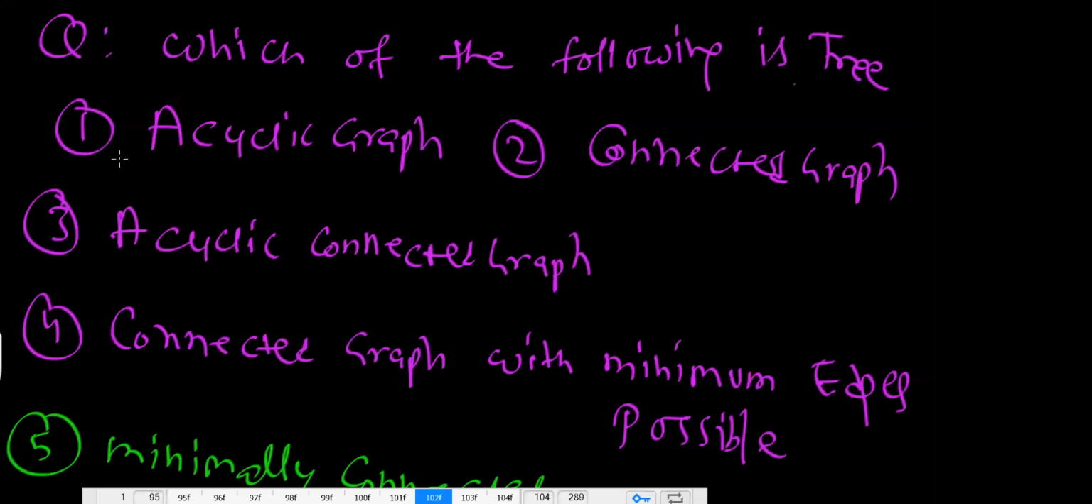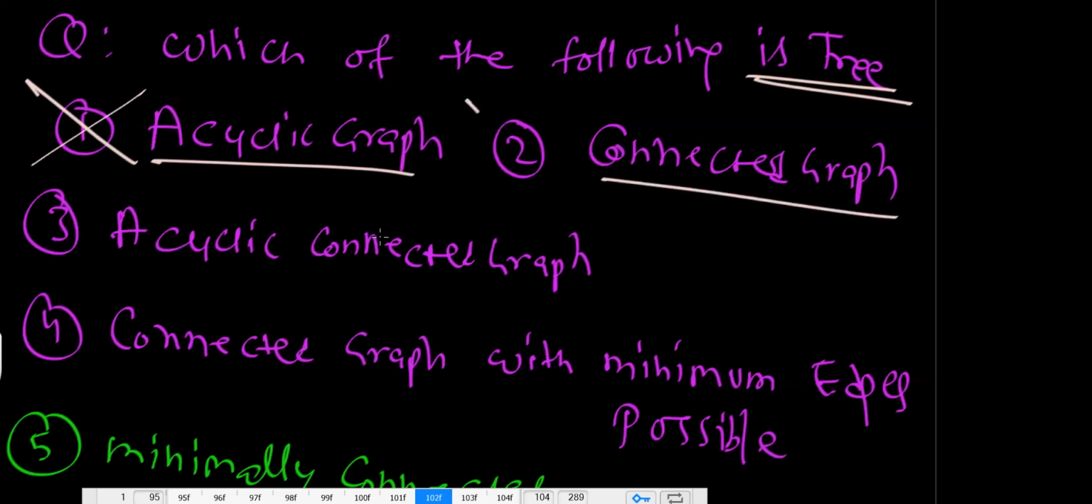Acyclic graph. Can I say this is a tree? No, because an acyclic graph means forest. Connected graph. Can I say a connected graph is a tree? No, because a connected graph can have a cycle. And an acyclic graph can be like this. And what about this acyclic connected graph? Yes, this is correct.